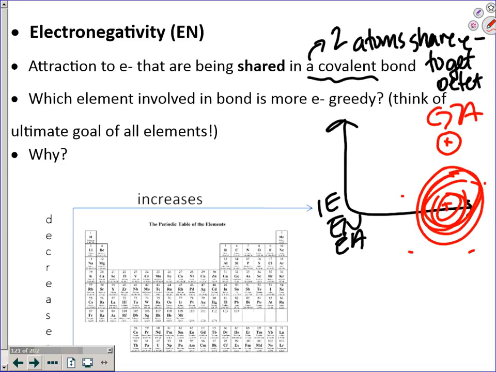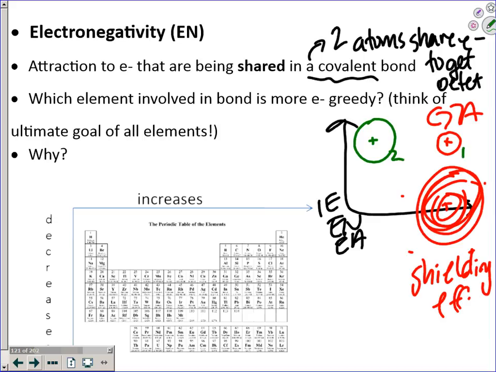Another thought here: this was the shielding effect one, because this was going down a group. What if I was talking about going this way? Let's draw lithium over here. Who's better at attracting an electron in a bonded situation, one or two? One, yet again, because compared to this one it has a higher Zeff. Remember, Zeff runs increasingly to the right.